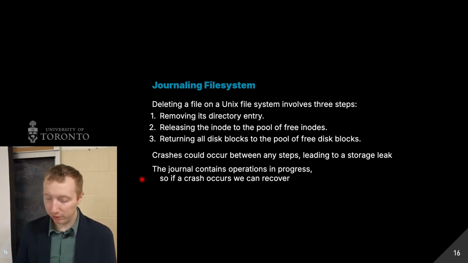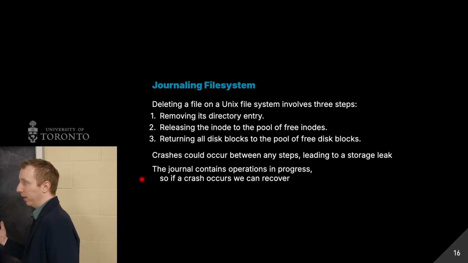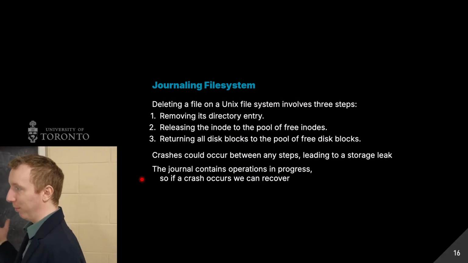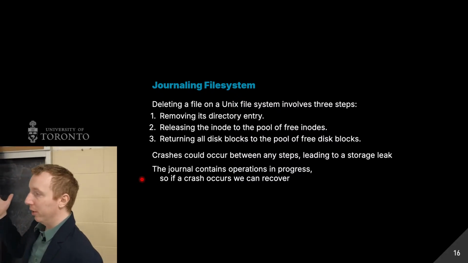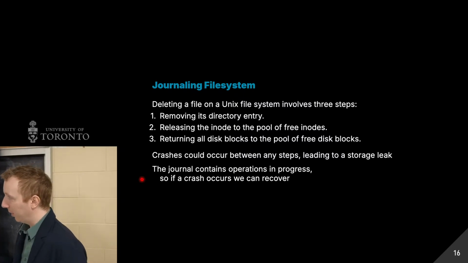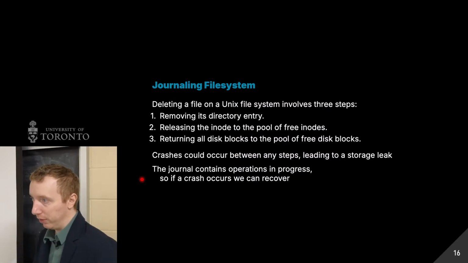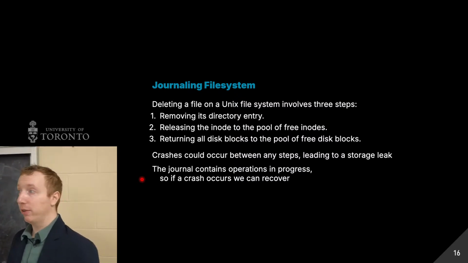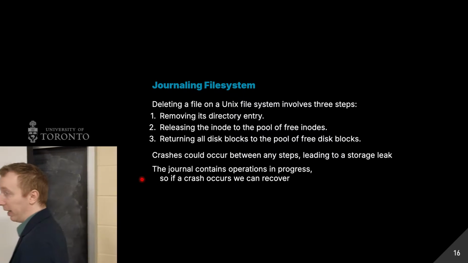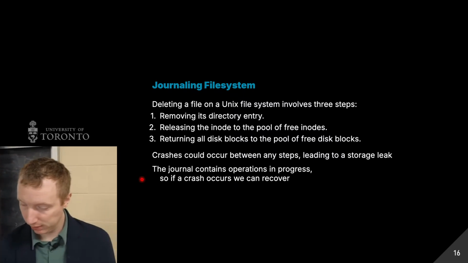So that's basically what the journal is. Its name is not creative. You just record what you're about to do for the operations. If you successfully do them all, you cross them off the list. If you crash and you look at the journal and there's things not crossed off the list, then you go back, look through it again, and fix it.